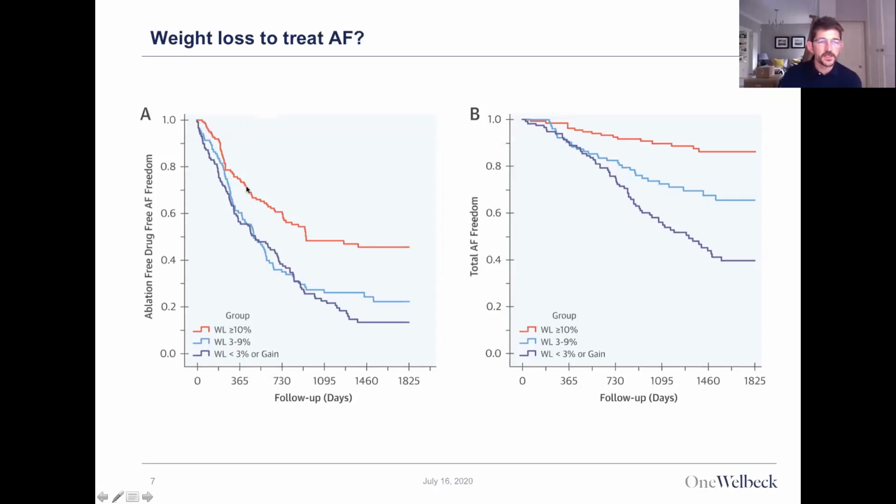For those that managed to get a weight loss of greater than 10%, there was much less atrial fibrillation than those that weren't able to achieve any weight loss or only moderate amounts of weight loss. And if you then combine that with the use of antiarrhythmic drugs or catheter ablation, again, as you'd expect, the patients who did best were those who managed to lose at least 10% of their body mass index. Those that did worse were those that either put on weight or lost less than 3%. So there's very compelling evidence to support the treatment of obesity to prevent atrial fibrillation.